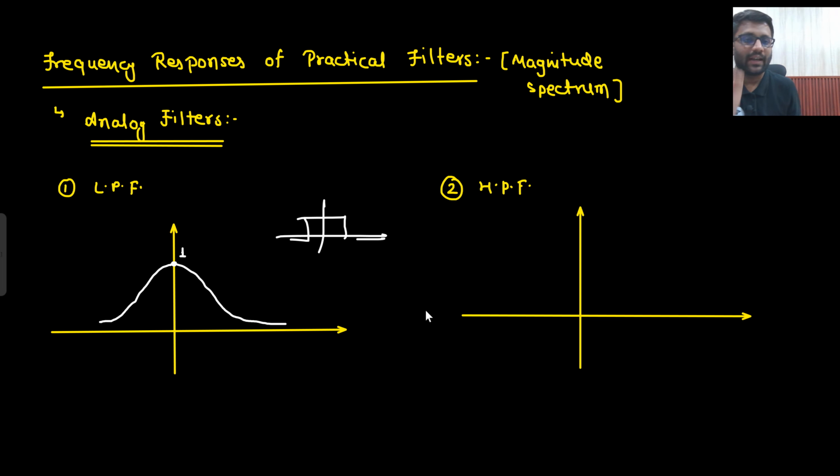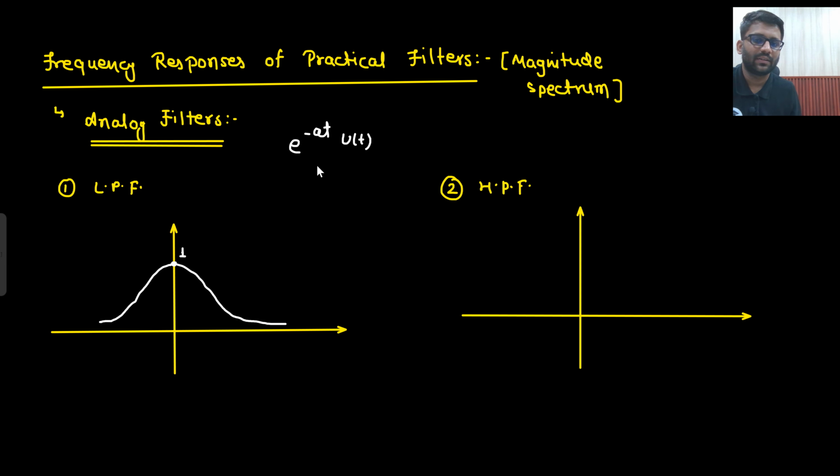If someone asks you what is the ideal low pass filter, then this is the ideal low pass filter. But practically you will never be able to make it. So this kind of filter you can make. And do you remember from where this kind of response would come? e to the power minus at u(t).